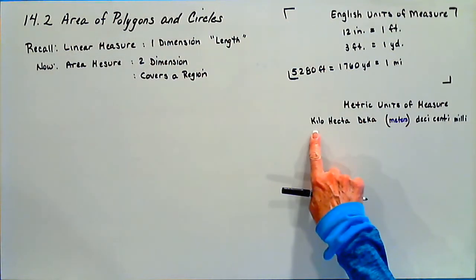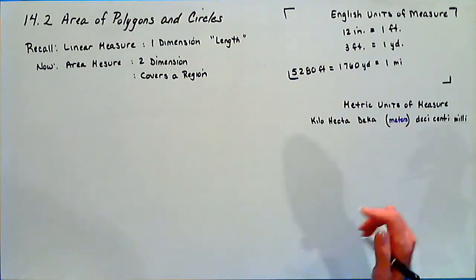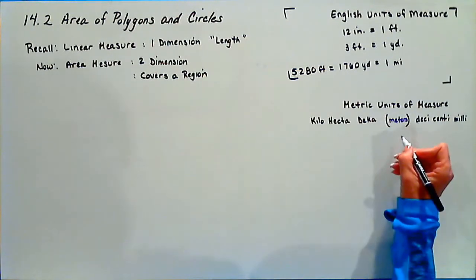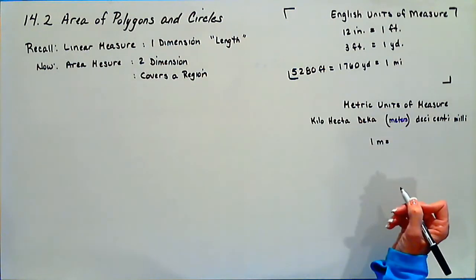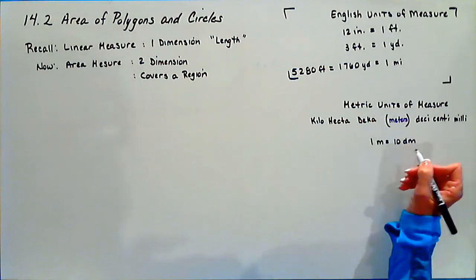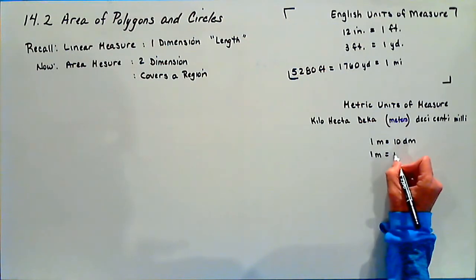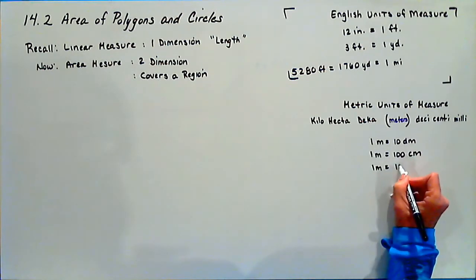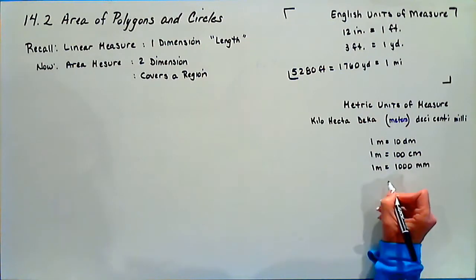We had talked about one way to remember: King Henry died drinking chocolate milk. So let's refresh our memory here. 1 meter is the same as, since I go 1 to the right, 10 decimeters. If I go 2 to the right, that's the same as 100 centimeters. If I go 3 to the right, it would be the same as 1,000 millimeters.